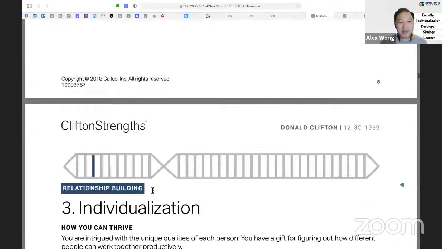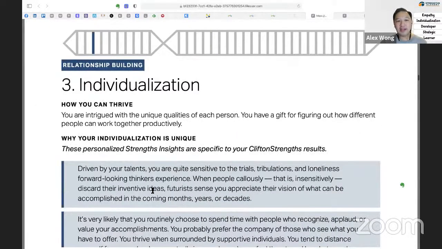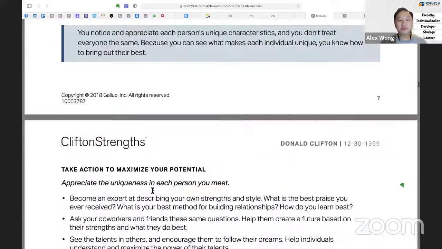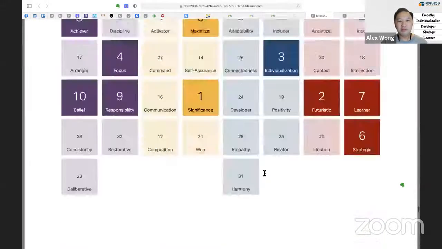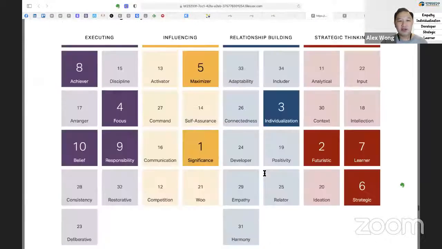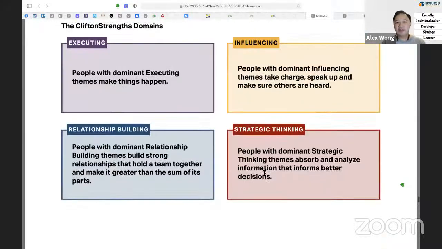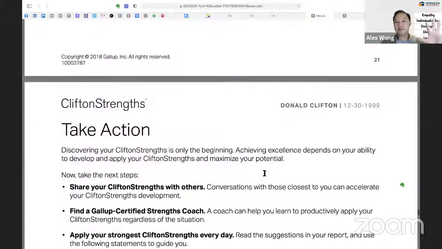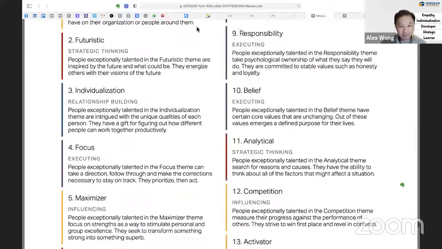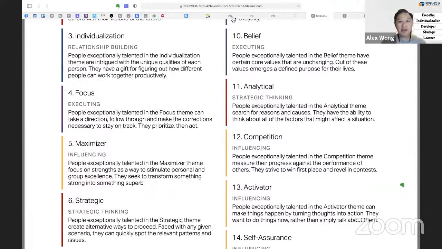So that's what we have for CliftonStrengths, and I do really like the full 34. They will give you nice graphs like your CliftonStrengths by domain, what actions you can take, and so on and so forth. So this is CliftonStrengths. I'm going to move off to MBTI a little bit.